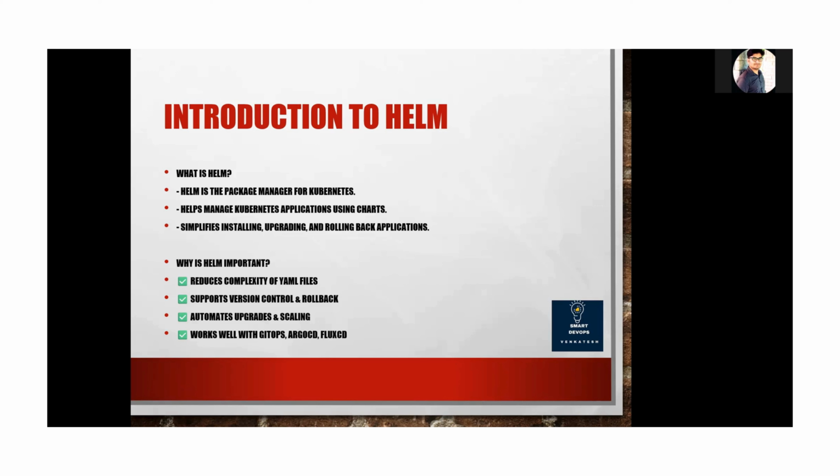The main benefits of Helm are that it reduces the complexity by replacing multiple YAML files with a single chart, and at the same time it supports version control. So you can have rollbacks if something goes wrong, and it automates the upgrades and the scaling process also. It works very seamlessly with GitOps tools like Argo CD and Flux CD. Now let's compare Helm with the traditional Kubernetes deployment approach to see the difference.